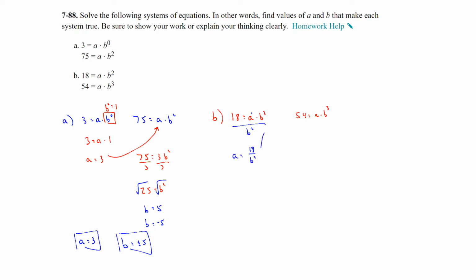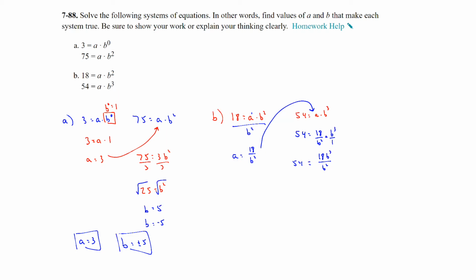And then we're allowed to take that value and replace it in the other equation for a. So we get 54 equals 18 divided by b squared times b cubed. So to simplify that, we can just multiply the numerators, and that would be 18b cubed, and then the denominators would just be b squared.